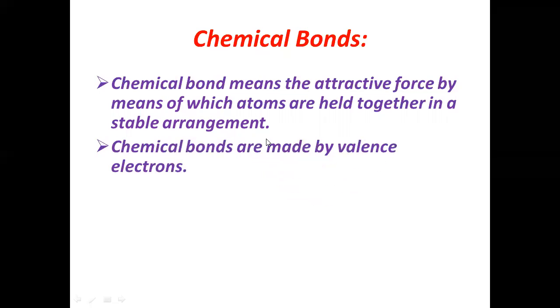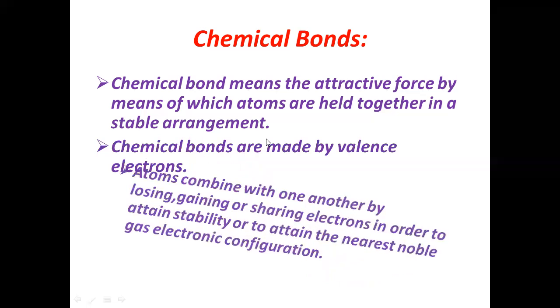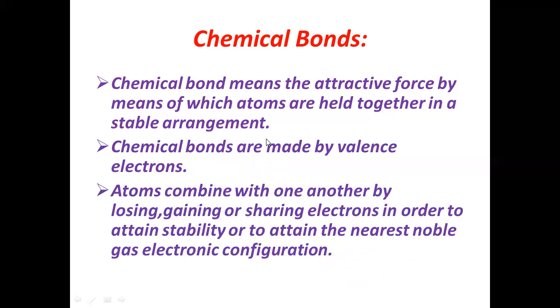Chemical bonds are made by valence electrons. Definitely the outermost electrons, the electrons present in the outermost shell, participate in bond formation and then the two atoms combine together. Atoms combine with one another by losing, gaining, or sharing electrons in order to attain stability, or to attain the nearest noble gas electronic configuration. All atoms try to have a stable configuration like group 8 elements.